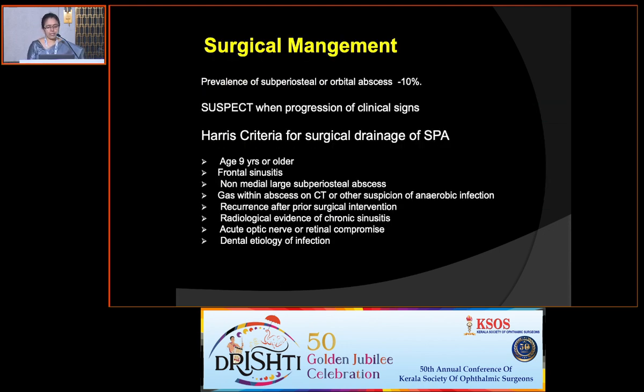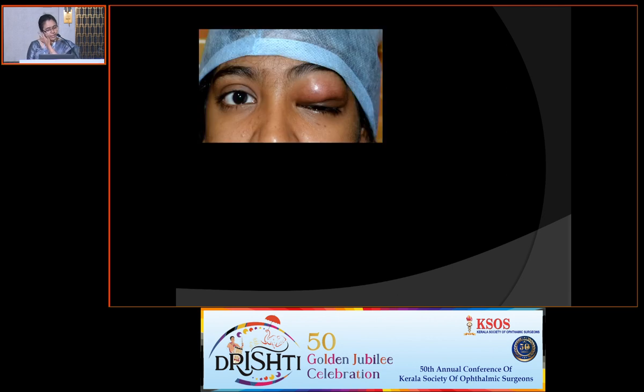Surgical management: suspect abscess when there is a progression of clinical signs. This is the high-risk criteria for surgical drainage of subperiosteal abscess: age 9 years or older, associated frontal sinusitis, non-medial large subperiosteal abscess, gas within the abscess on CT scan, recurrence after prior surgical intervention, radiological evidence of chronic sinusitis, acute optic nerve or retinal compromise, dental etiology of infection.